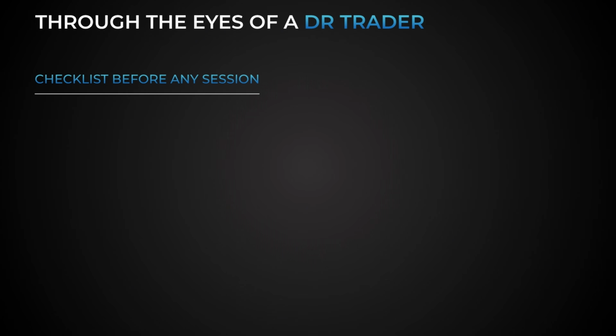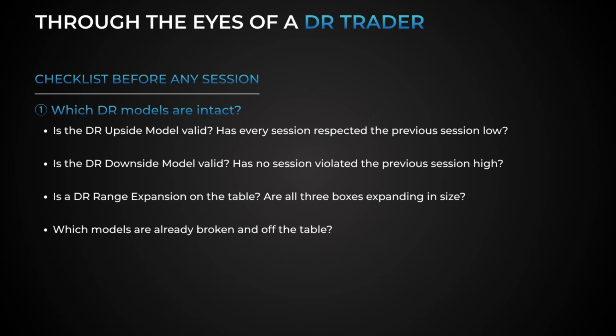Before every session, ask yourself these questions in order. Every single one, every single day. 1. Which DR models are intact? Is the DR upside model valid? Has every session respected the previous session low? Is the DR downside model valid? Has no session violated the previous session high? Is a DR range expansion on the table? Are all 3 boxes expanding in size? Which models are already broken and off the table?